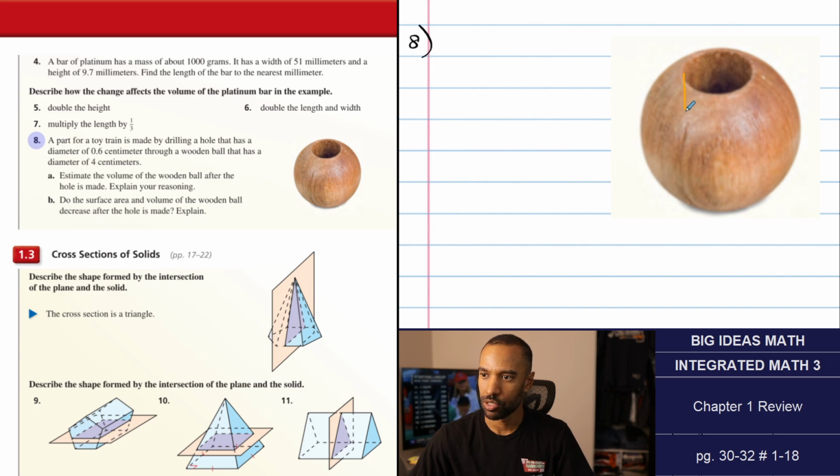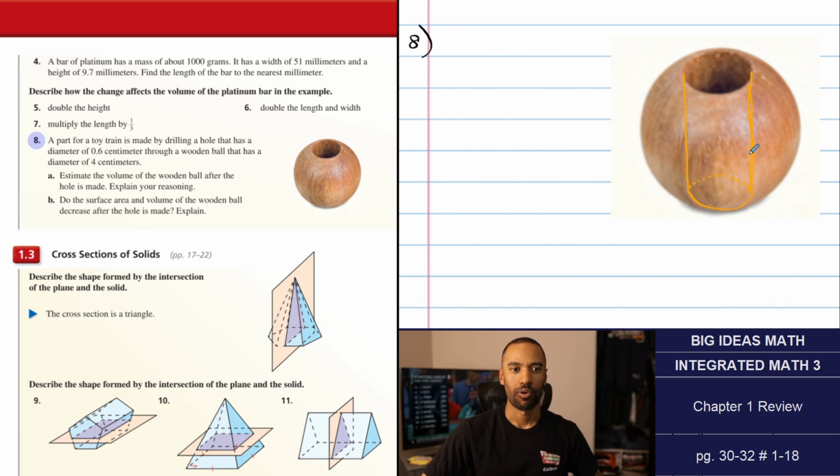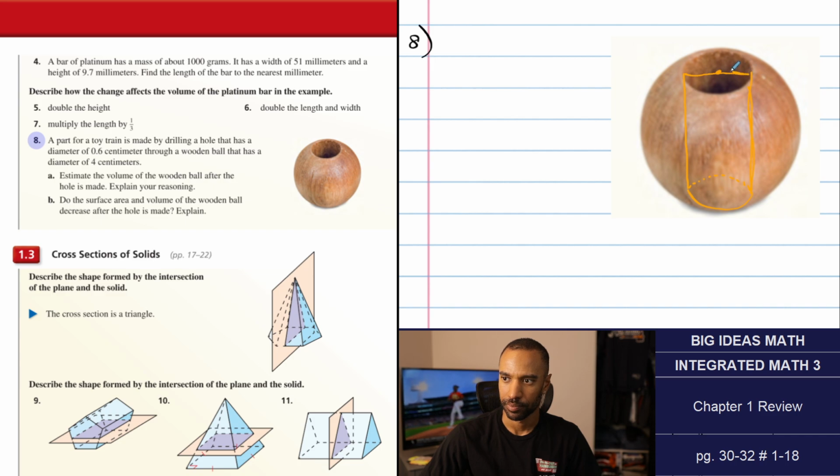Okay, so let me do this one more time. There's going to be a hole coming out of the bottom there, like that, and this is cylindrical in nature. Now, they mention diameters of these things. This has a diameter of 0.6 centimeters, which means the radius is 0.3. I care much more about the radius in this case when it comes to this object.